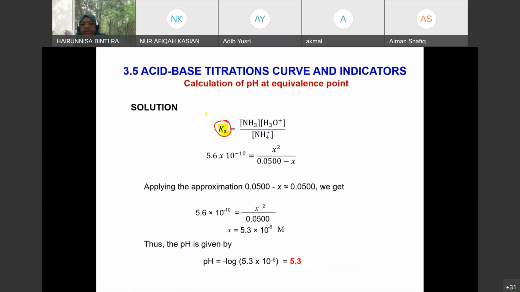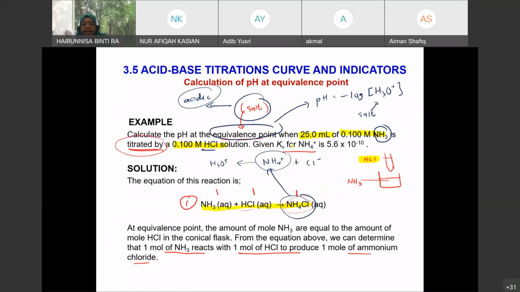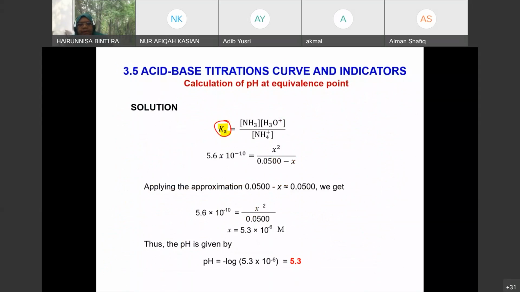Okay, so dalam kes ni kebetulan dalam soalan, dia memang bagi Ka. Sebenarnya jarang tau dia bagi Ka dalam bentuk ion. Biasa kalau kes macam ni, dia akan bagi Kb untuk NH3. Then after that, you kena cari Ka. Tapi kalau dia memang bagi Ka, then it's okay lah. You can just use this one. Kalau dia bagi Kb for ammonia, then you kena tambah lagi step. Nak dapatkan Ka, Kw bahagi dengan Kb kan? Okay, so dapat kat sini. You masukkan kan? So, kita buat approximation lah eh.